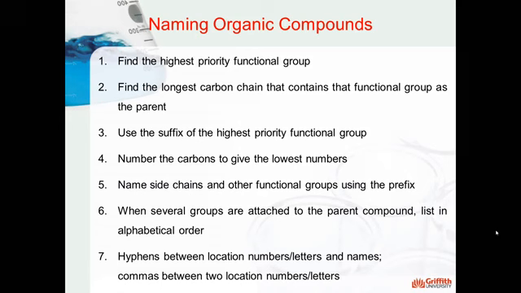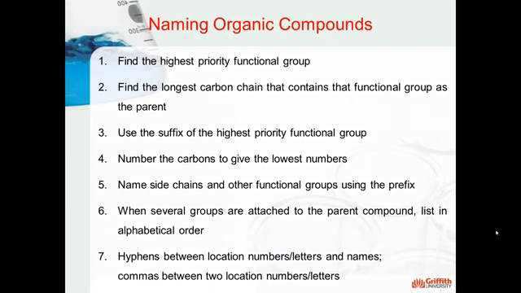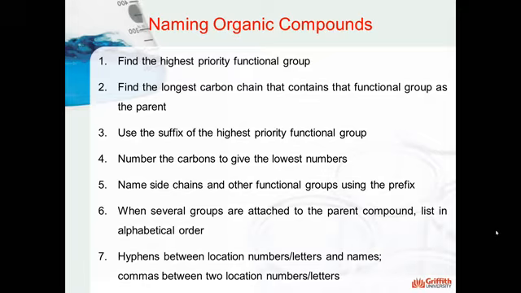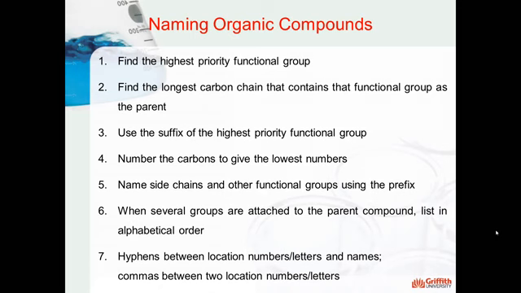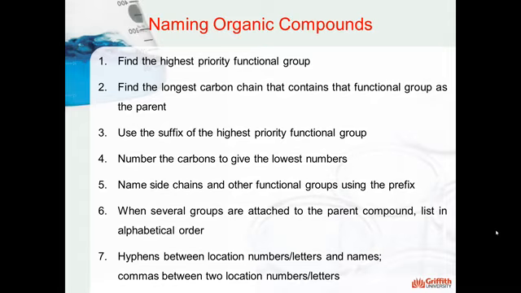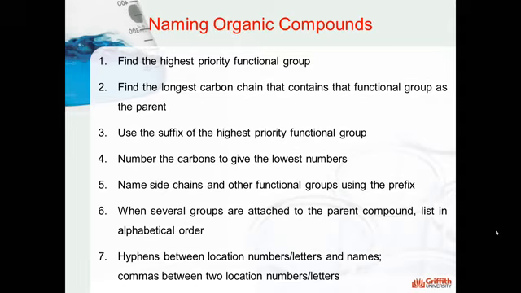The first thing I would do would be to find the highest priority functional group, and I'll go through a table, a couple of slides, that gives the list of the priority of these functional groups. So find the highest priority functional group, and then find the longest carbon chain that contains that highest priority functional group. That will then be the parent. We're then going to use the suffix of that highest priority functional group. So if it's a carboxylic acid, it will have a suffix of -oic acid. If it's an alkene, then the suffix will be that -ene at the end.